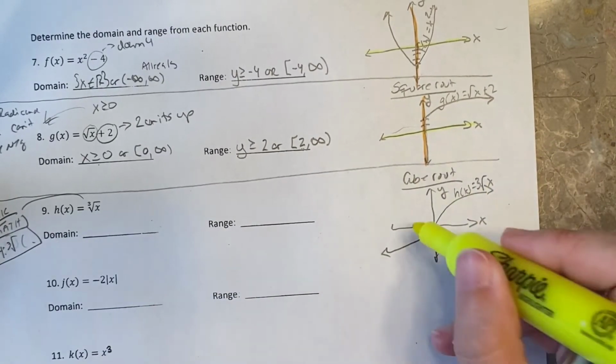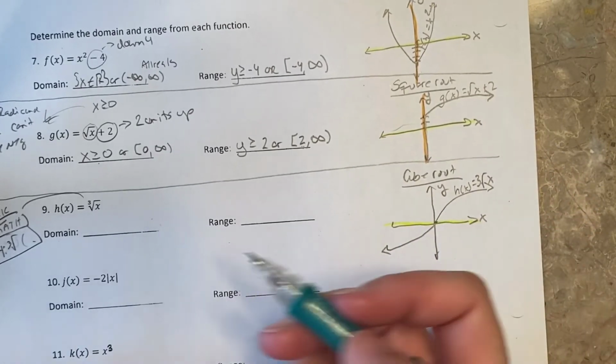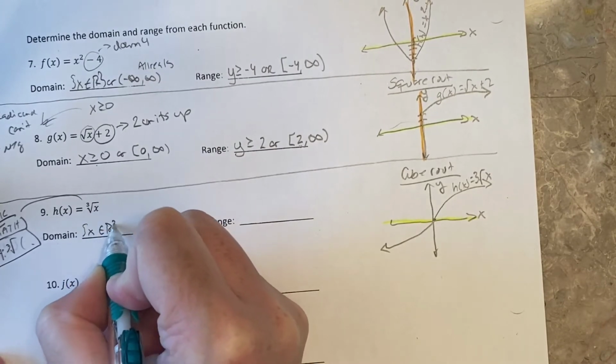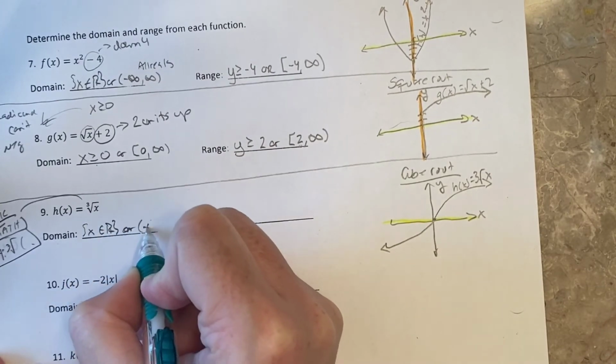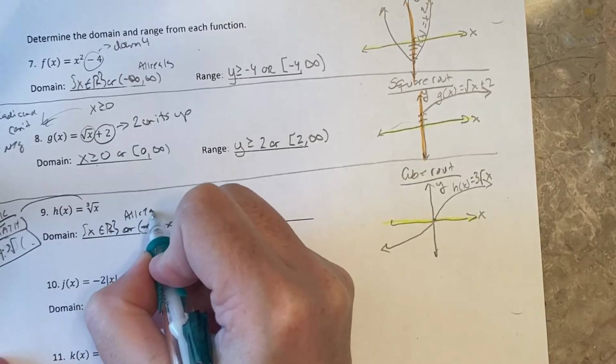Okay, so domain is left to right. So this one shouldn't be too bad. Left meaning all the way to the left, all the way to the right. So it's going to be all reals. So I have x ∈ ℝ, or negative infinity to positive infinity. Can't switch the order. And again, that's all reals.